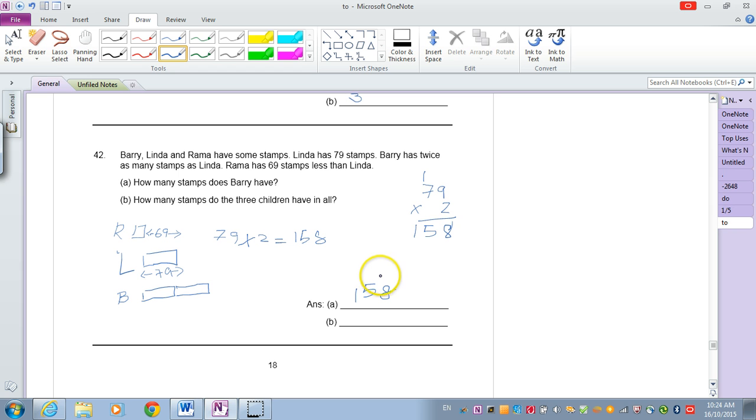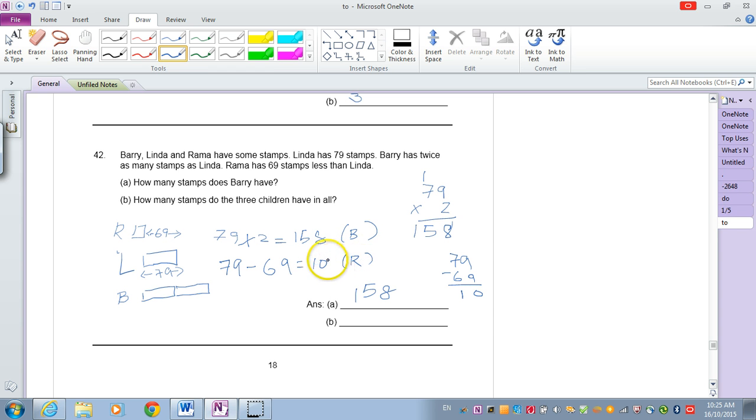stamps. Okay? Now, how many stamps do the 3 children have in all? Now, this is Barry, but we still need to know how many stamps Rama has. So for Rama, he has 69 stamps less than Linda. So for Rama it will be 79, because Linda is 79, minus 69. Okay, and you will do your working again. So 79 minus 69, that will give me 10. So Rama has 10.